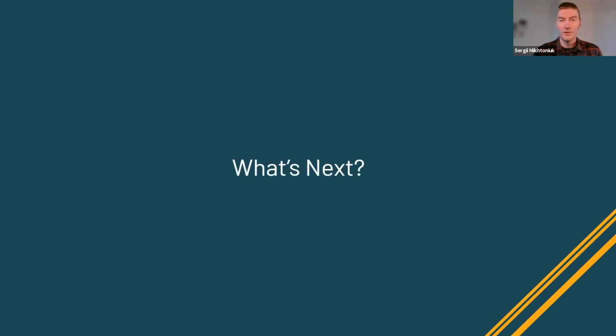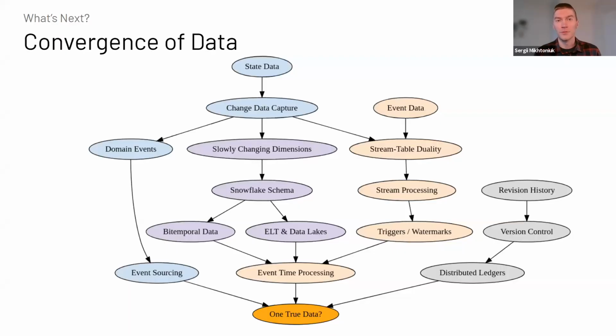So where is all of this going? In this talk so far, we started with state data and saw how temporality intruded through change data capture. Later it evolved into domain events, event sourcing, into a more event-based form. And we saw that a similar trend has happened on the analytics side, where the Snowflake schema gave way to ELT and data lakes, also becoming immutable, event-based, storing the entire history.